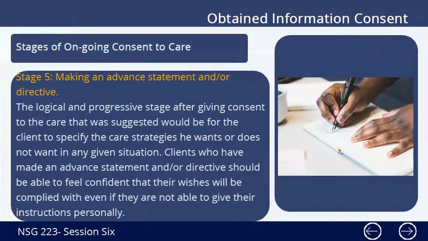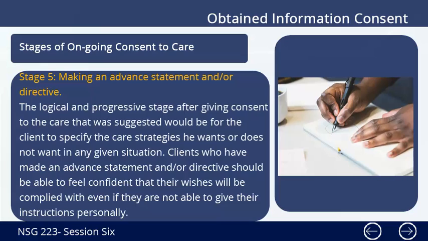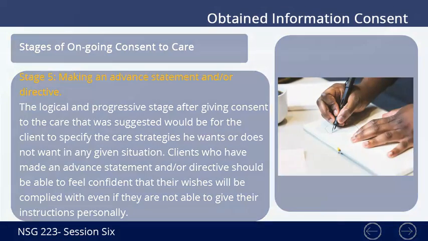Stage 5. Making an advance statement and/or directive. The logical and progressive stage after giving consent to the care that was suggested would be for the client to specify the care strategies he wants or does not want in any given situation. Clients who have made an advance statement and/or directive should be able to feel confident that their wishes will be complied with, even if they are not able to give their instructions personally.